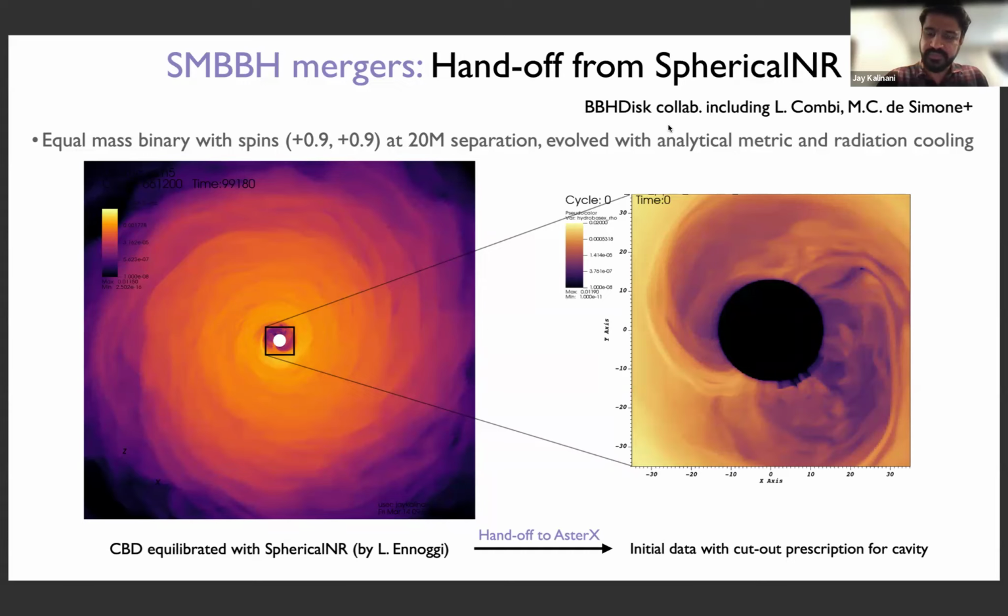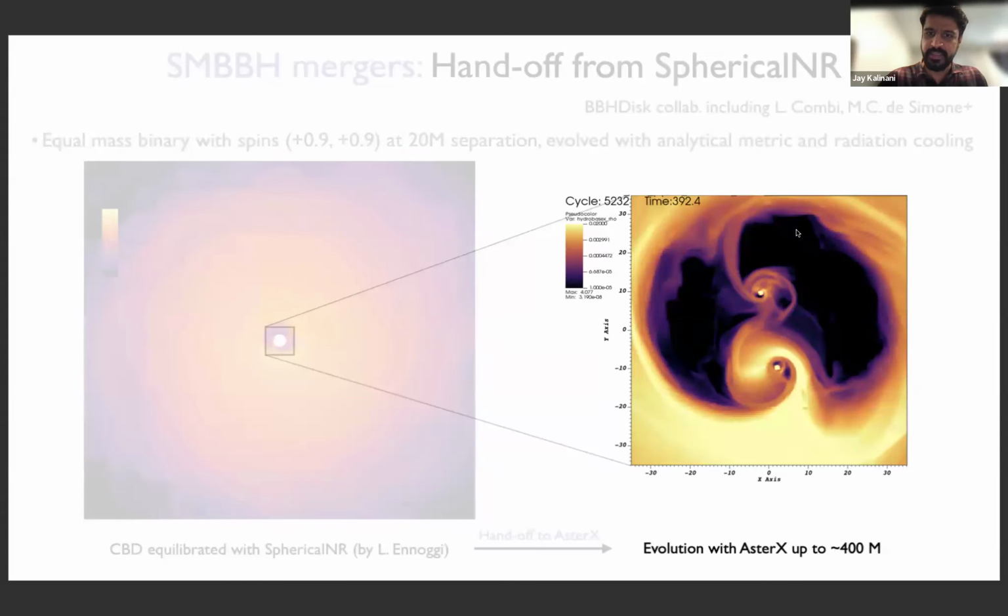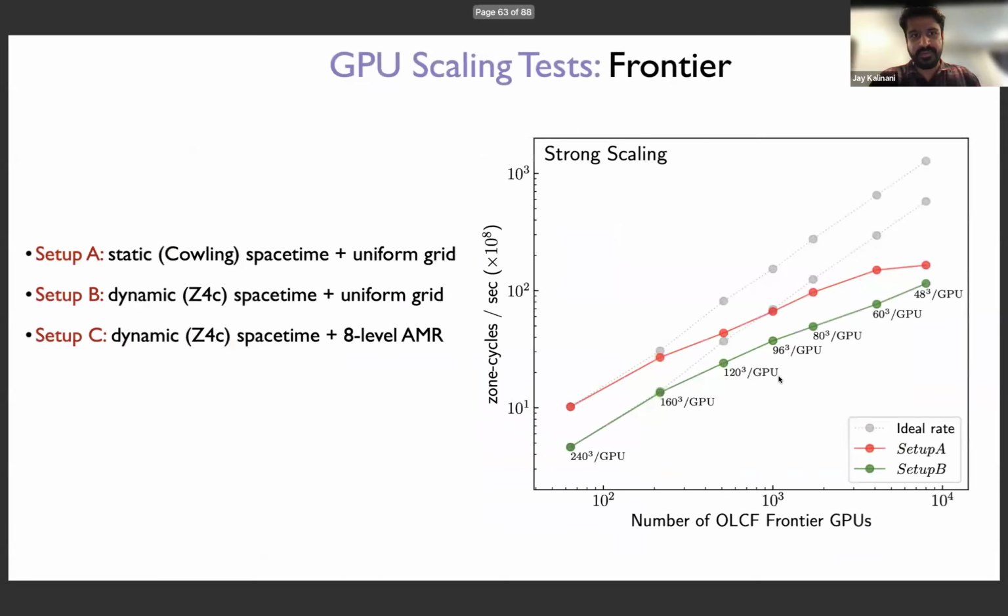and also include radiation cooling. Once we hand it off to AsterX, we are able to evolve the system for at least another 400M. We also have other simulations that go for much longer, done by Mikhail. In this case, you see that the two black holes are starting to accrete matter from this circumbinary disk, and starting to form what we call mini disks around these two black holes.